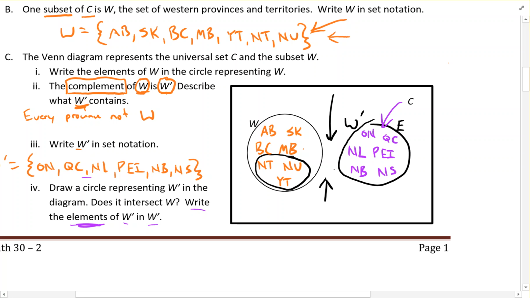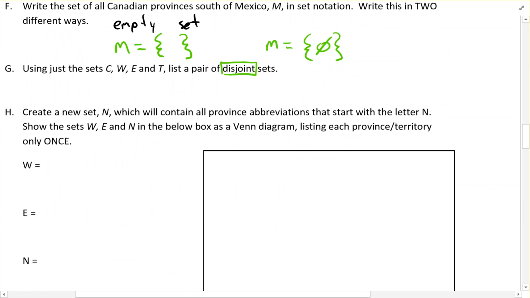They're not joined together, right? They're not ever overlapping. So we can say that those are disjoint sets. So E and W are disjoint sets. But you could also say E and T, right? The Eastern Provinces and Territories, they never overlap. I think that's pretty much it. Okay.